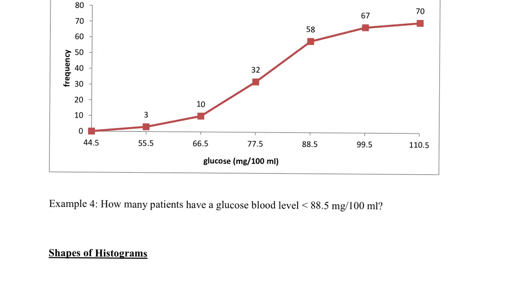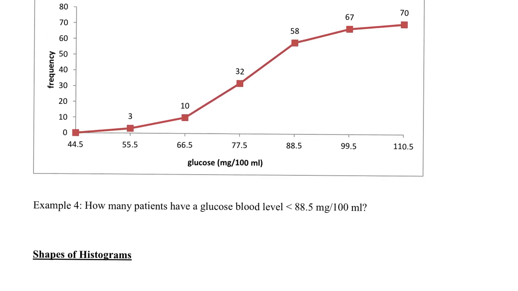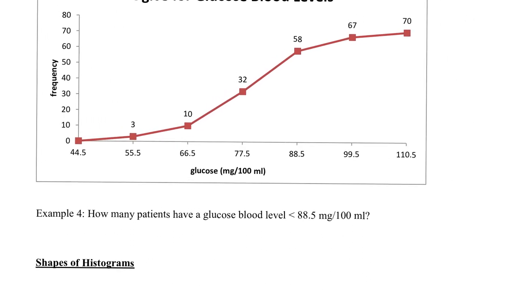Okay, example 4, I've got a question here. How many patients have a glucose blood level less than 88.5 milligrams per 100 milliliters? Well, we look at the ogive here. Here's 88.5. We look up here, 58. So there are 58 patients who have a glucose blood level less than 88.5 milligrams per 100 milliliters.